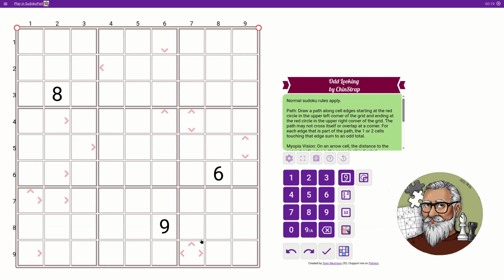Today I'm going to be trying my hand at Odd Looking by ChinStrap. If you'd like to give it a go, there will be a link in the description below. If you do, please let me know how you fared and what you thought of it. Right. Let's read the rules.